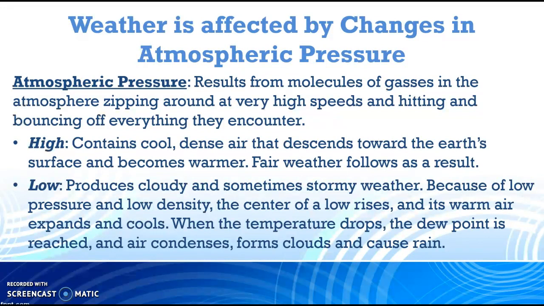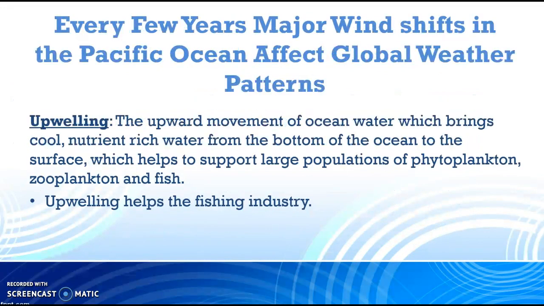Low pressure is the opposite. It produces cloudy and sometimes stormy weather because low pressure means low density and warm air. As the air rises, it expands and cools, and when the temperature drops, the dew point is reached, which is where water condenses, forming clouds and causing rain. So as that warm, moist air rises, it forms clouds. Clouds release their moisture.